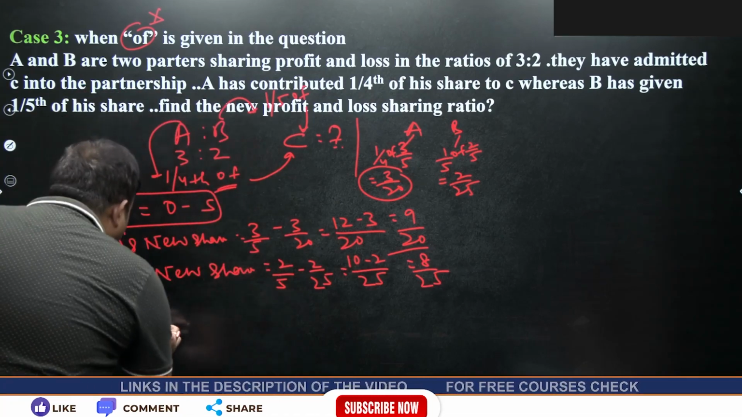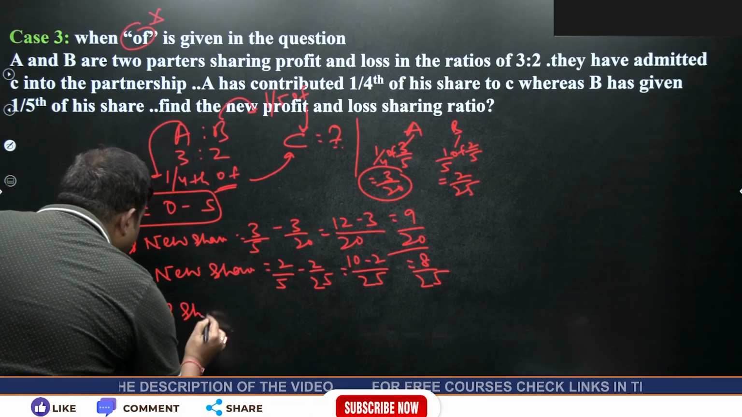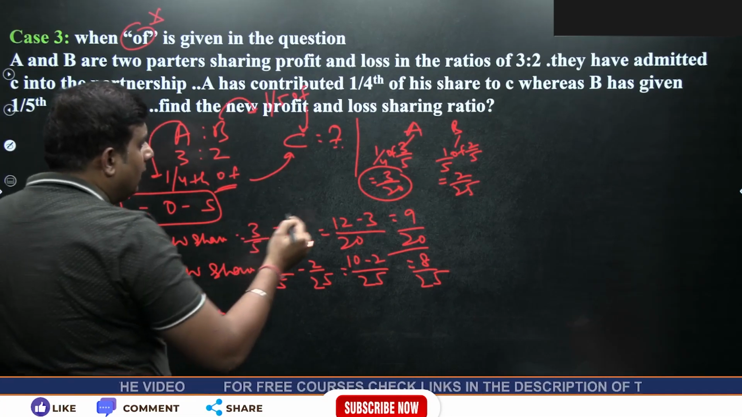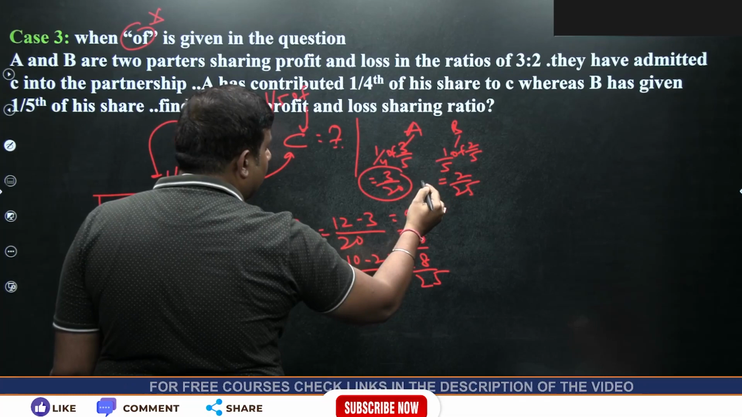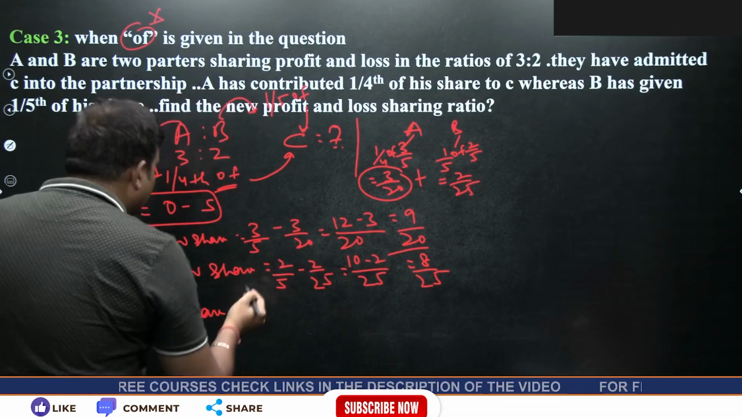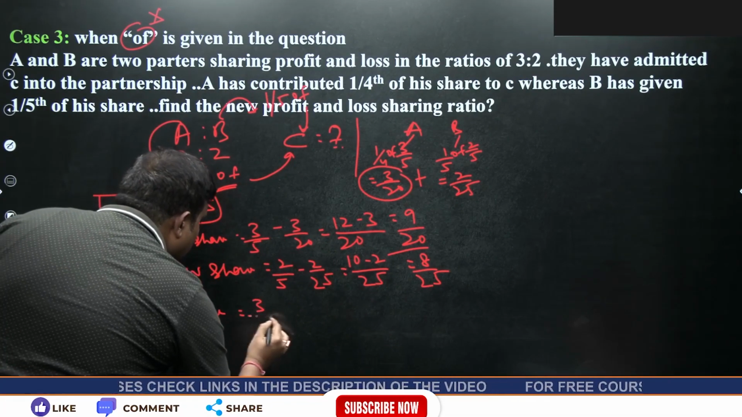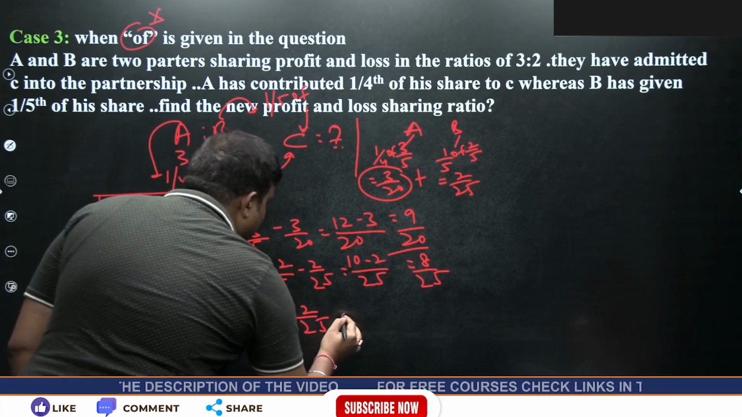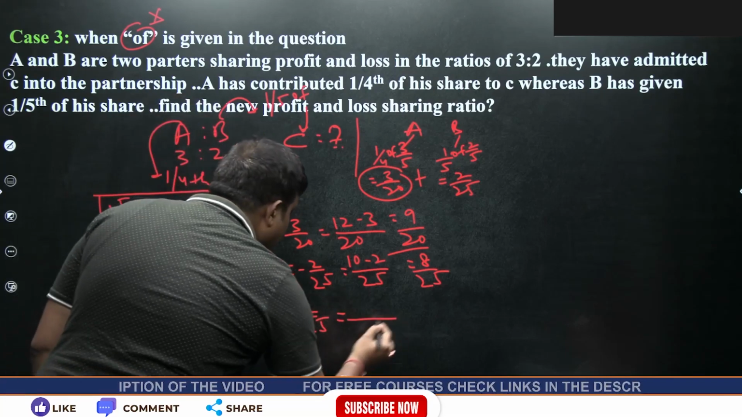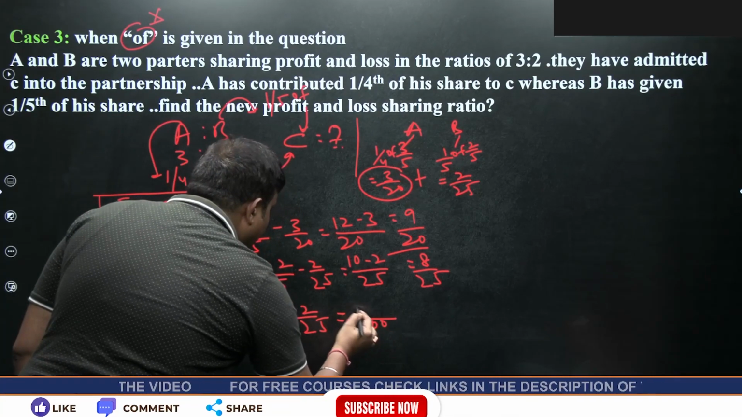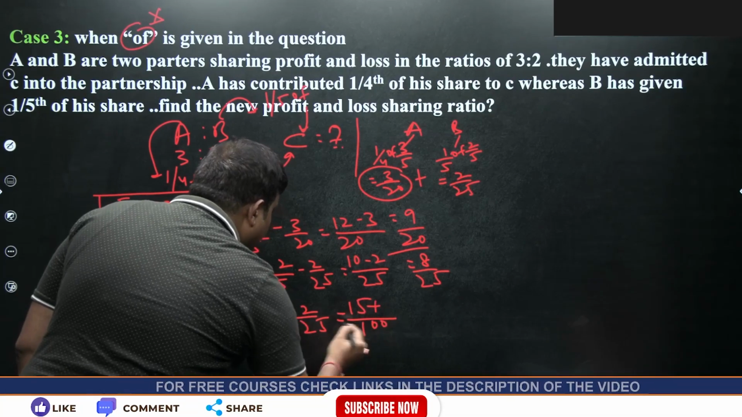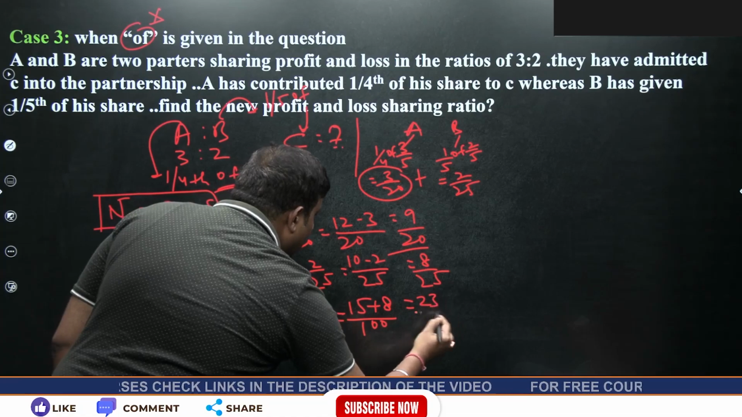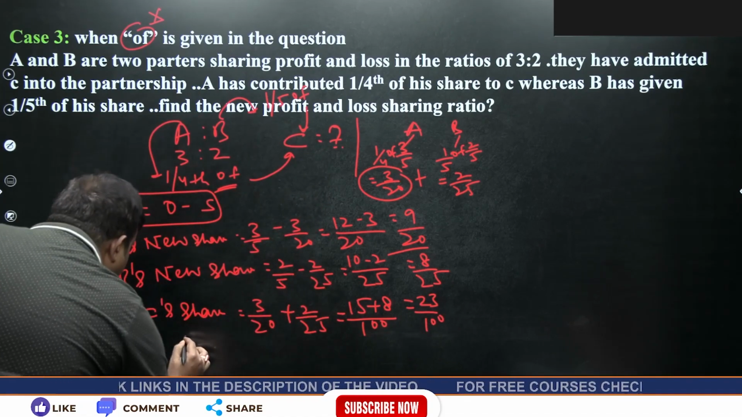That should be 8/25. Now how can we calculate C's share? Since C's share is not defined in the question, whatever he received from A and whatever he received from B, if you combine both, you will come to know C's new share. So that is 3/20 plus 2/25. We can simplify this. The LCM would be 100. So 25s are 3 5s are 15, and 25 4s are 8. So it should be 23/100.